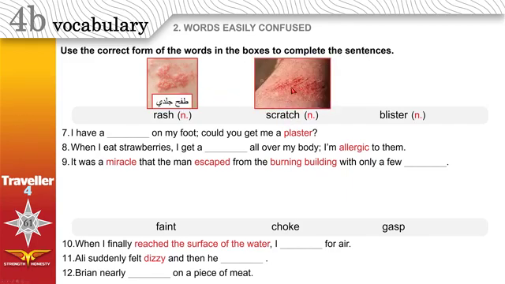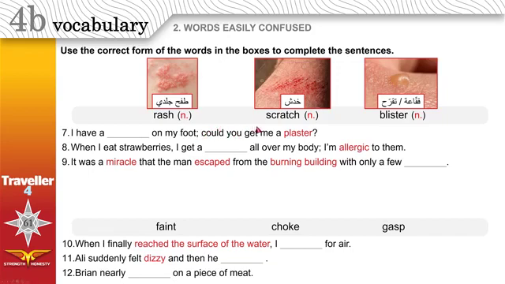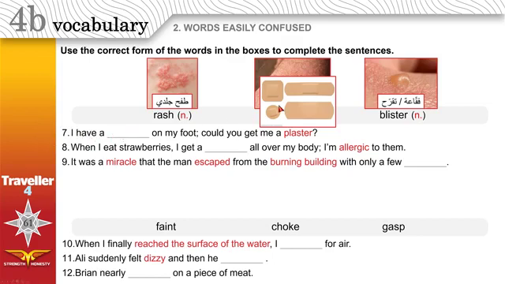Scratch, small cuts on the skin. Small cuts, not big cuts. A scratch, small. Blister, a swelling on the skin that contains liquid, something like water inside. I have a blister on my foot. Could you get me a plaster? These are plasters. So maybe he has a scratch on his foot or maybe a blister.